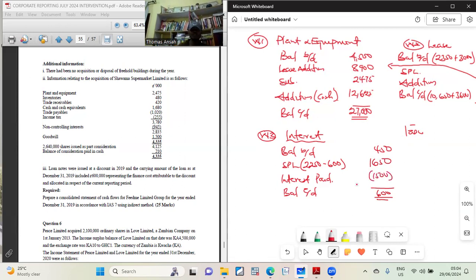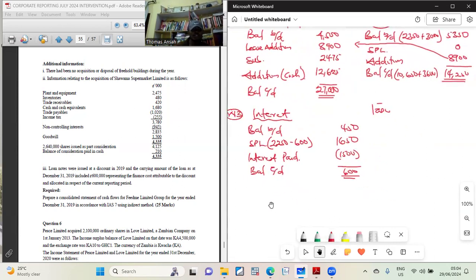All right, so you need to be very careful. So when we are doing the loan side, that is the carrying amount. It shouldn't be part of this one.